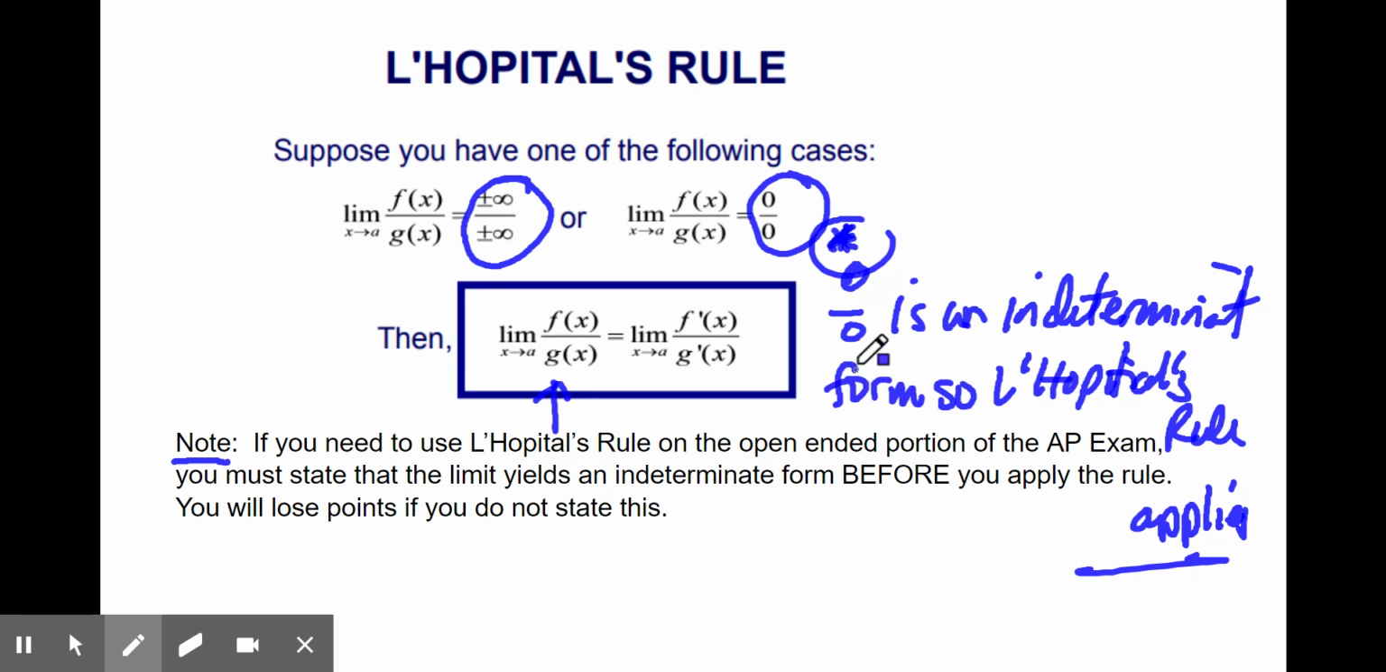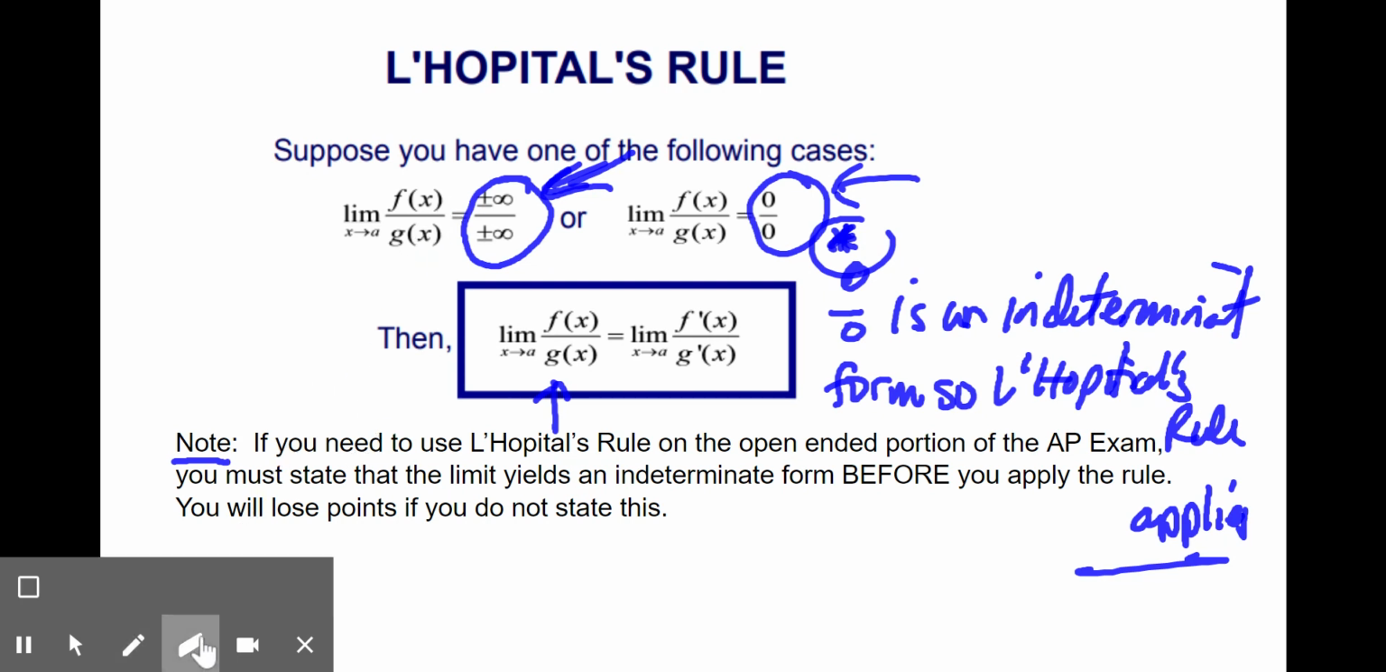Because you're just using L'Hopital's rule without the initial condition of the rule, which means you had to get 0 over 0 or some kind of indeterminate form. It's just the same as when you're going to apply the mean value theorem. You're not going to use the mean value theorem unless you tell me that the function is continuous and differentiable. Then you can use the mean value theorem. Same thing with L'Hopital's rule. You're not going to use L'Hopital's rule until you convince me that the limit is an indeterminate form.